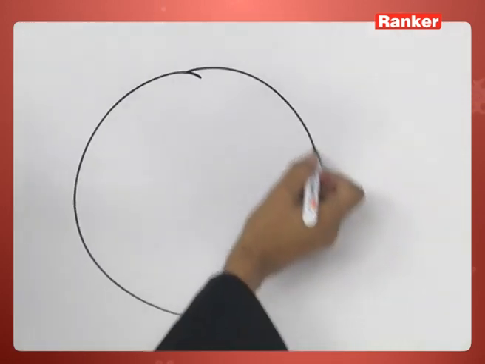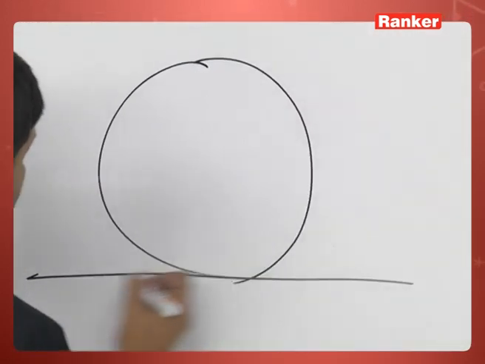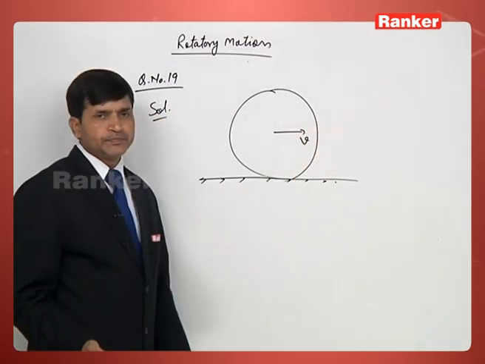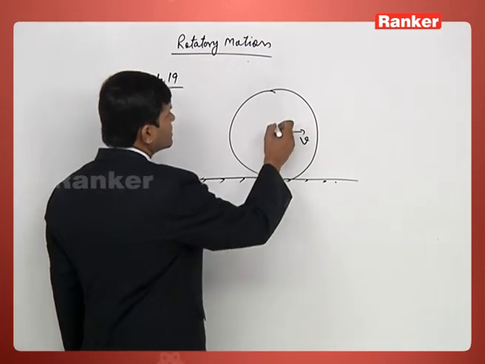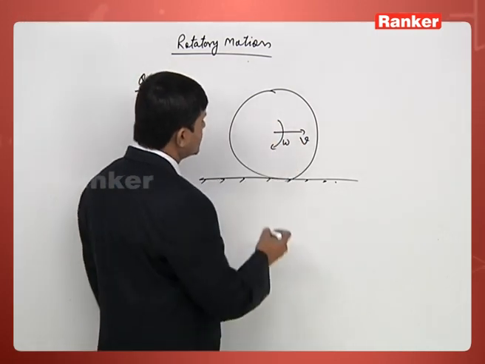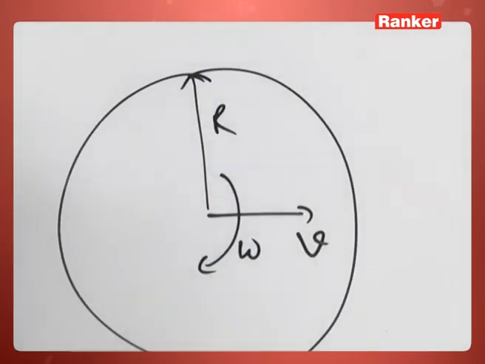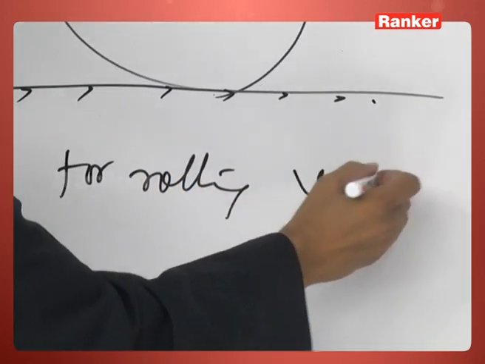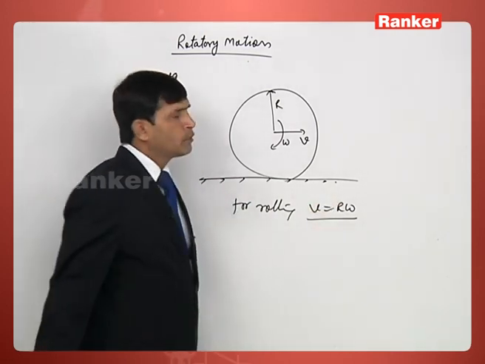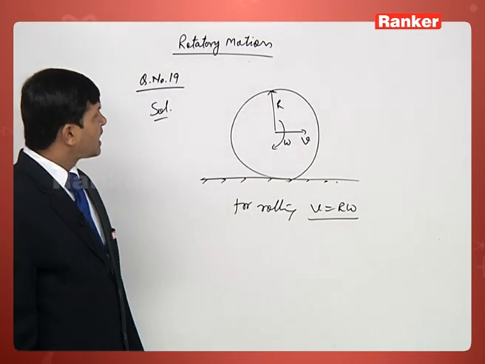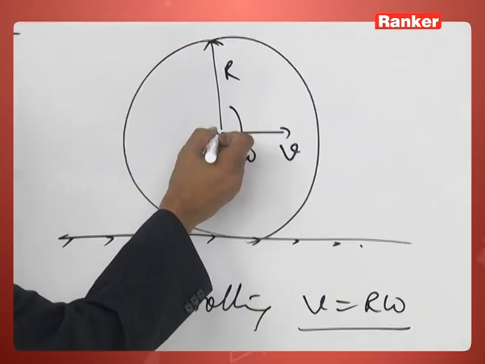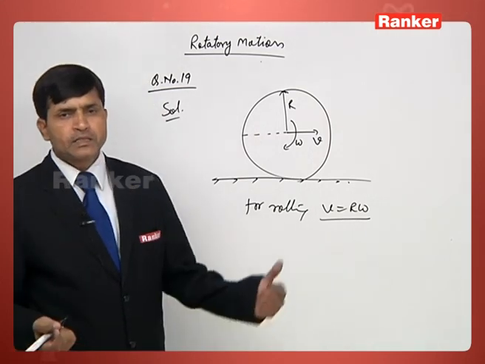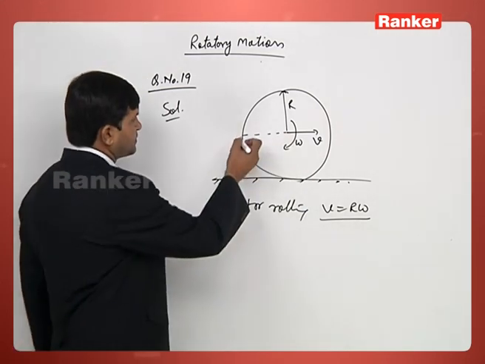See, as per the question, this wheel is rolling with velocity of center of mass v. If it is rolling, it also has some angular velocity, and if r is the radius, then for rolling, v must be equal to r omega. Now they are asking the velocity of the point which is at the height of the center, and that point is on the left side of the center, this point.